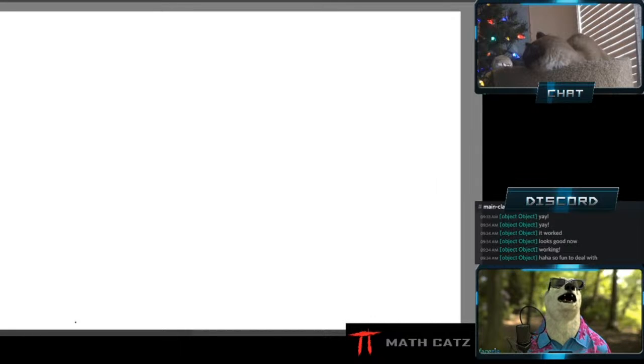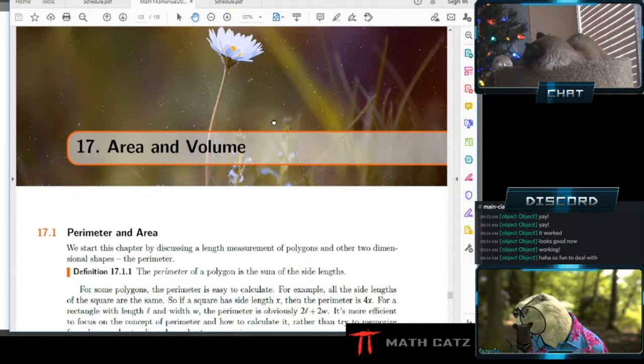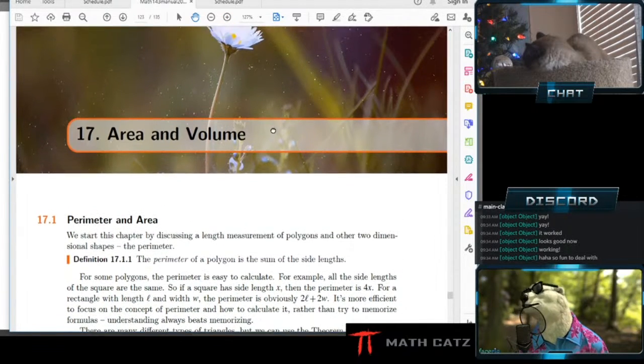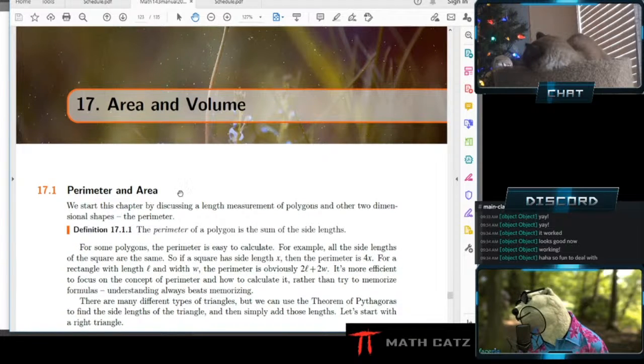So what we are doing in our last topic is revisiting, in a way, or expanding the topic of area and adding some volume concepts on top of that. We're going to start really with a length concept, then an area, and then a volume. So the length concept is going to be the perimeter.